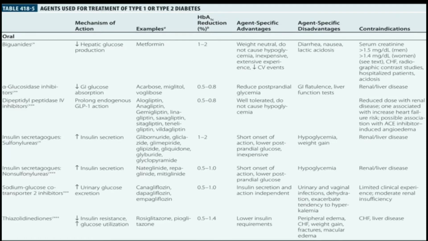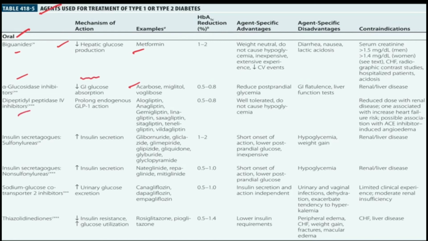So in this slide we will talk about the agents used for the treatment of type 1 and type 2 diabetes mellitus. First we will talk about the oral agents, like biguanides. The example is metformin, and they decrease the hepatic glucose production. Alpha glucosidase inhibitors like acarbose, miglitol and voglibose decrease the GI glucose absorption.